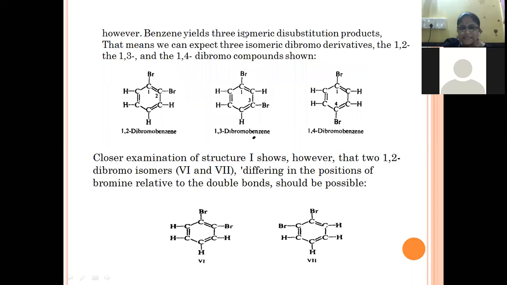However, benzene yields 3 isomeric di-substitution products. Now benzene also undergoes di-substitution in severe conditions. Generally, benzene resists addition reactions, but in severe conditions, benzene will go for a disubstitution product.